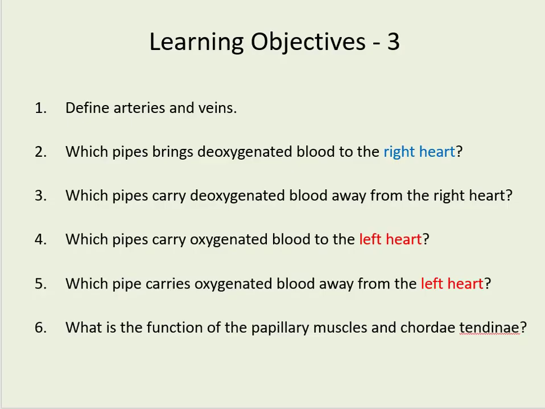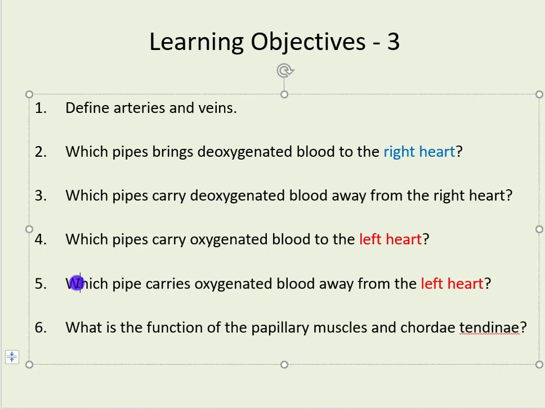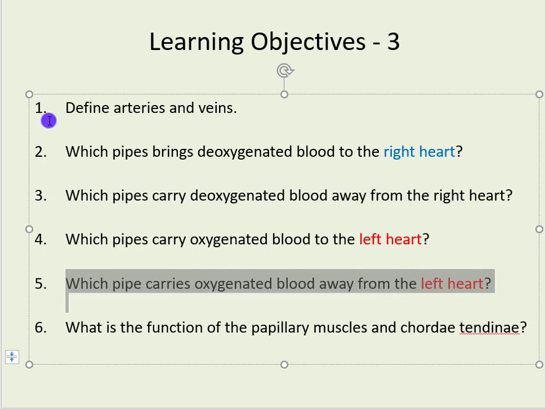And then finally, let's see, which pipe carries oxygenated blood away from the left heart, and that would be the aorta. So we've basically covered all these learning objectives.